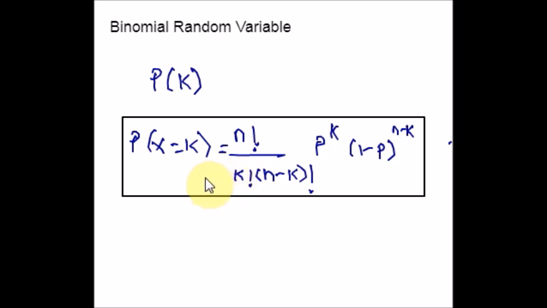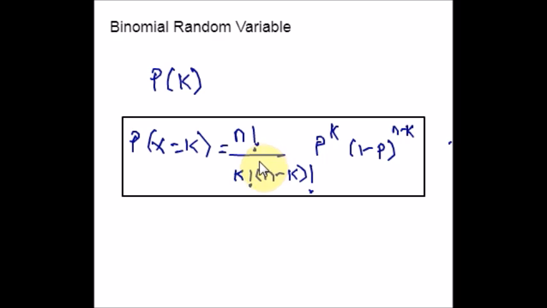Now we try to find the probability of k successes in n trials. Here the probability of success in each trial is p, independent of other trials. First we choose k trials in which there will be a success, and in the remaining n minus k trials there will be failure. The number of ways to do so is n factorial over k factorial times n minus k factorial, which is the combination of n and k.